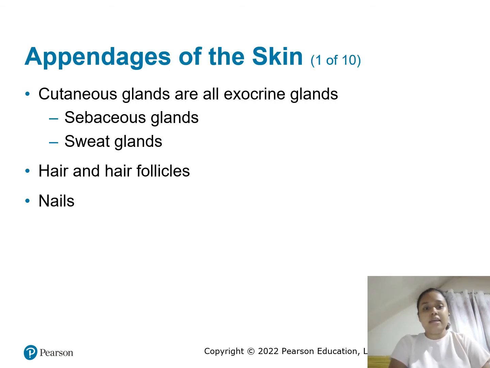Alright, now, moving on to the appendages of the skin. Your cutaneous glands, or the glands that can be found in your skin, are all exocrine glands. Remember that, I'll have you compare exocrine and endocrine glands. So you have your sebaceous glands and your sweat glands. Other appendages of the skin we talked about earlier: your hair follicles and your nails.